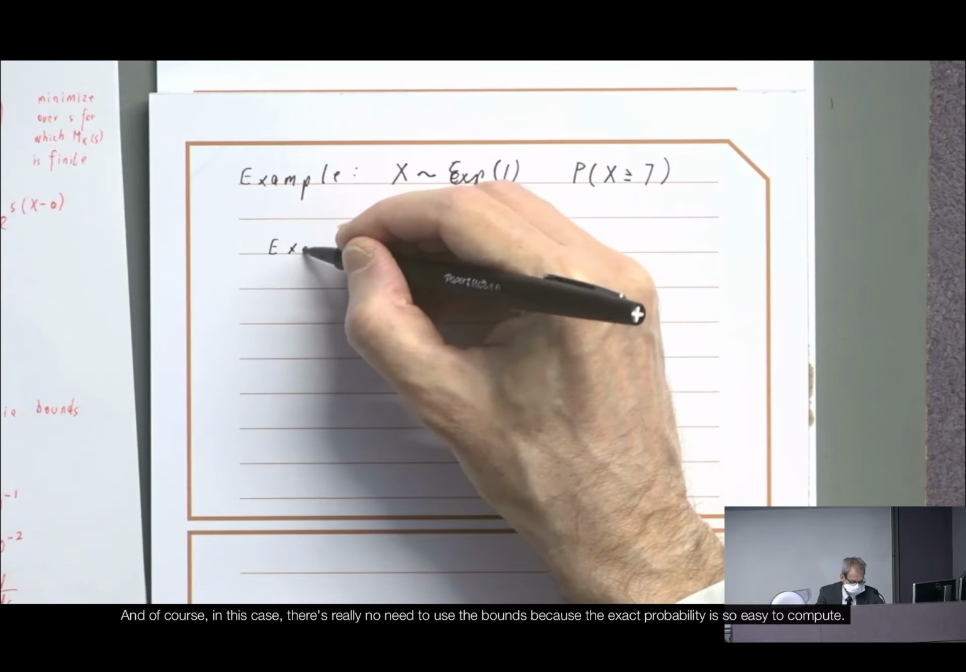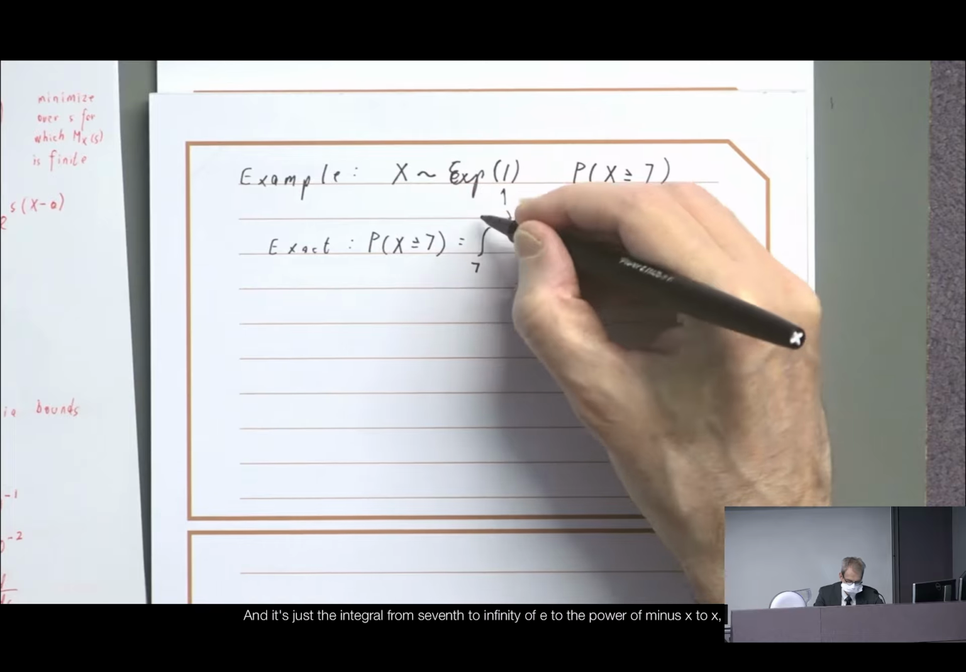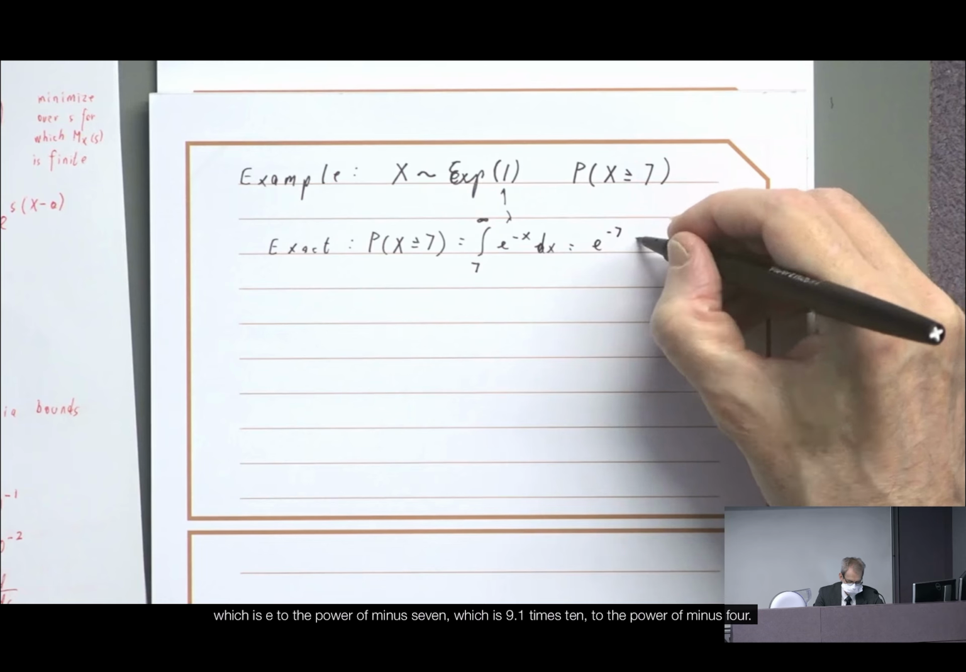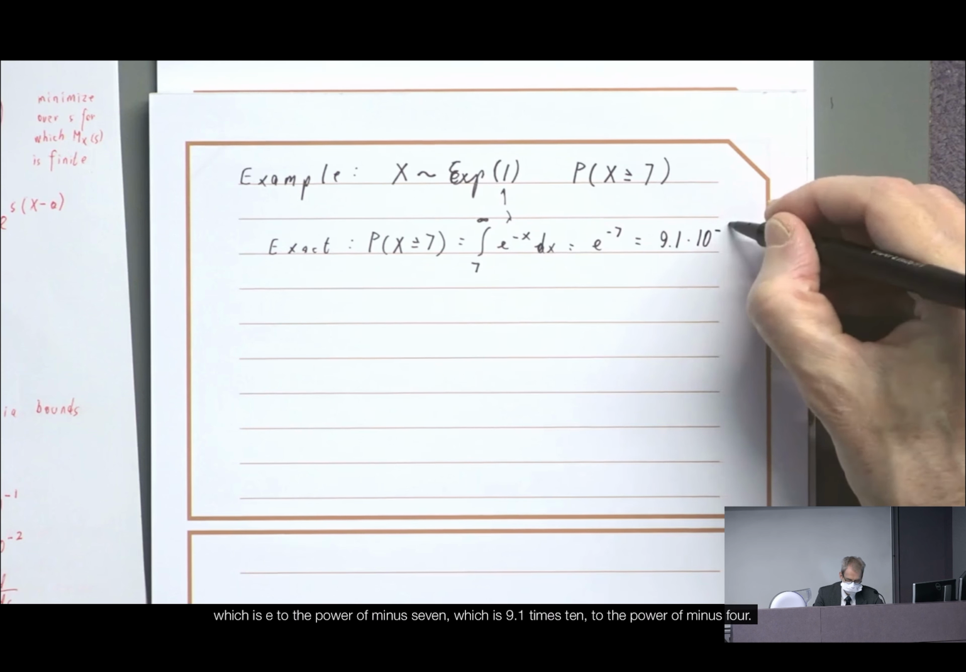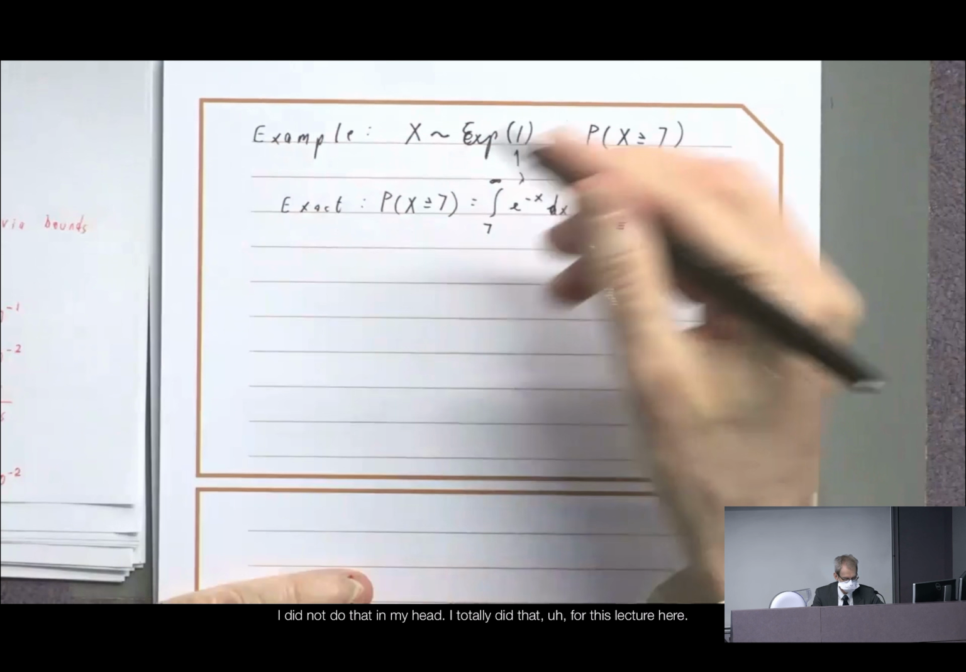And of course, in this case, there's really no need to use the bounds because the exact probability is so easy to compute. It is just the integral from 7 to infinity of e to the power of minus x dx, which is e to the power of minus 7, which is 9.1 times 10 to the power of minus 4. I did not do that in my head. I quickly calculated that for this lecture.